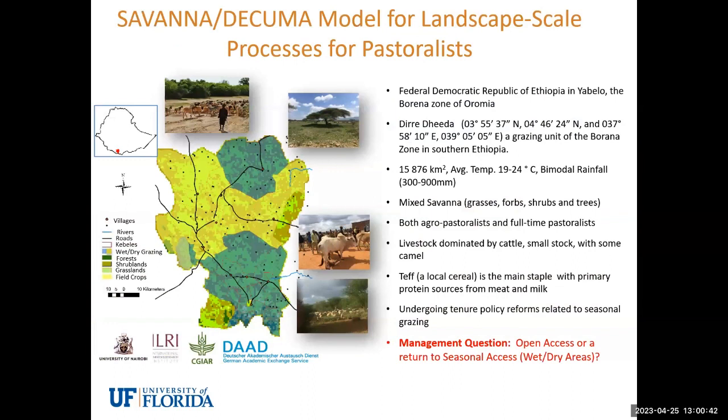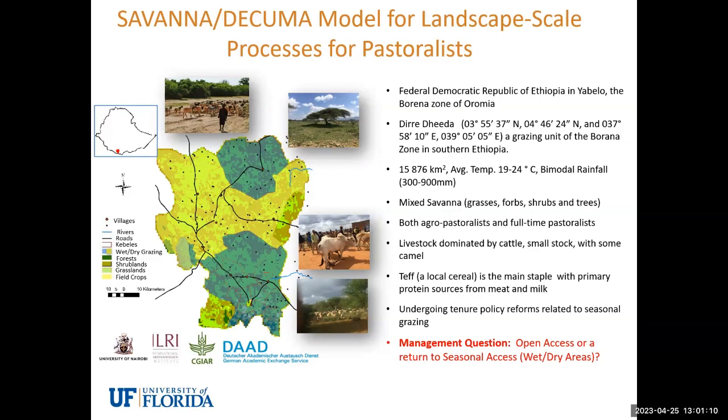So this is in the Dire region of extreme southern Ethiopia. You can see that little red dot up in the upper left corner. That's where we're simulating. And then if you go to the blow-up map here with the villages and the rivers and the roads and the kebeles, every little square that you see is a kilometer. So we ran SAVANNA at a kilometer level. We're in the Dire in the Federal Democratic Republic of Ethiopia in Yabello and the Borana zone of Oromia.